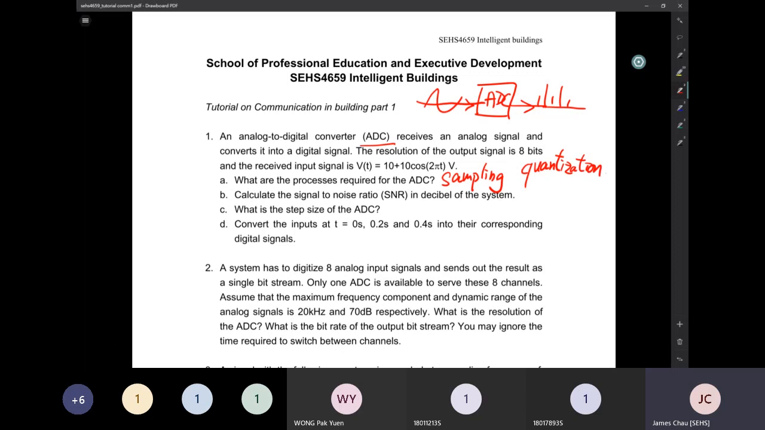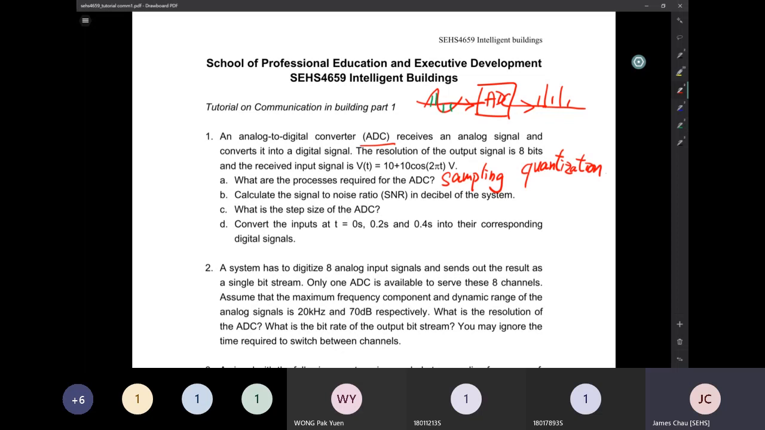Okay. Now sampling, it is a process to take a value from the input signal at a fixed interval. Okay. For example, you may sample the input at a particular time. Okay. This is the sampled value. And the next step, it is quantization. It is a process to truncate the signal into the nearest level. Okay. And after that, you have a digital signal.